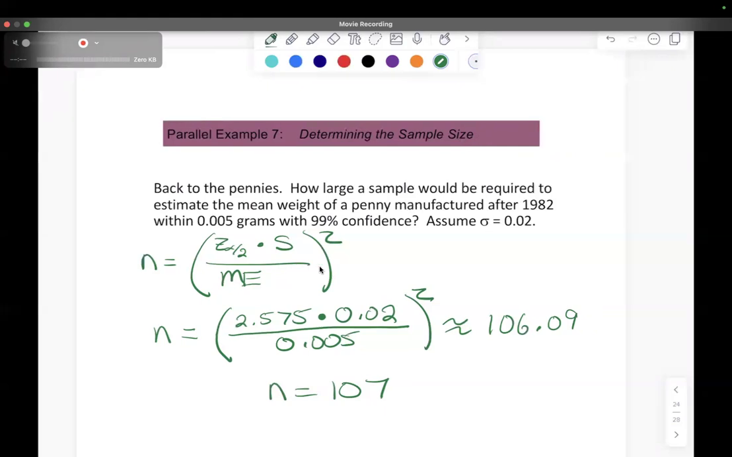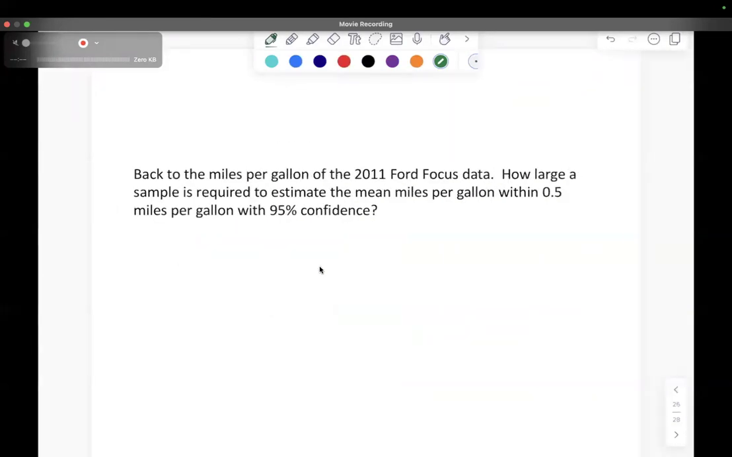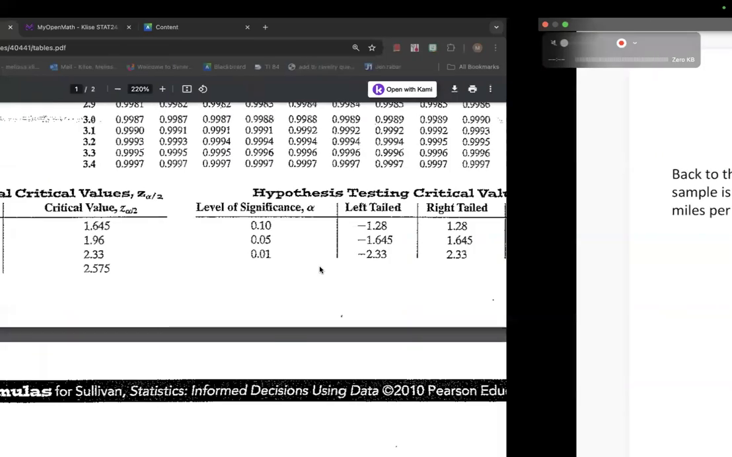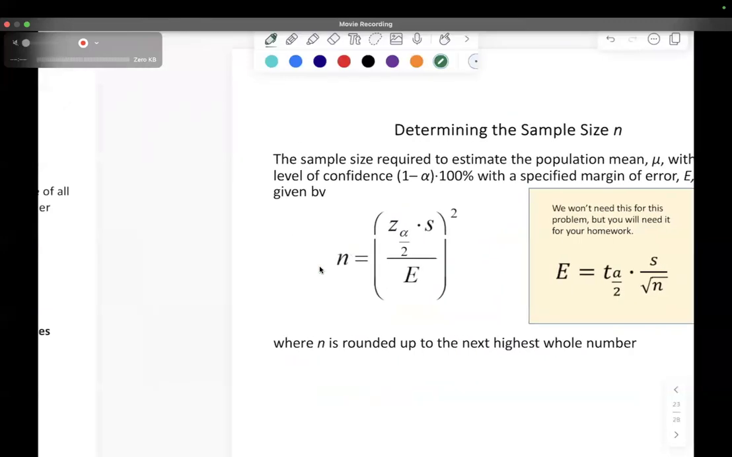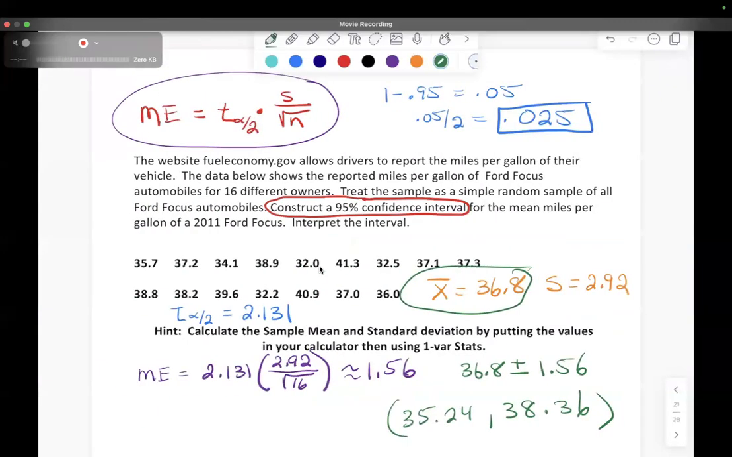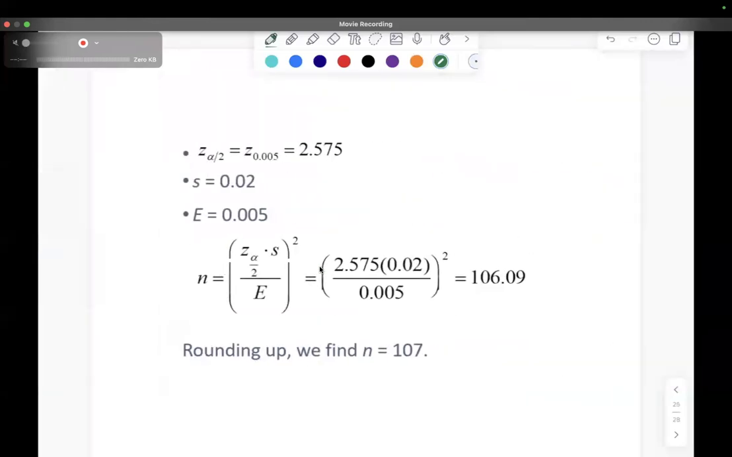Right. And I'll have you do one. Okay, so I want to go back though. What was our standard deviation on that one? I'm just going to go back because I hate that it doesn't carry it along. Our standard deviation was 2.92. Okay.